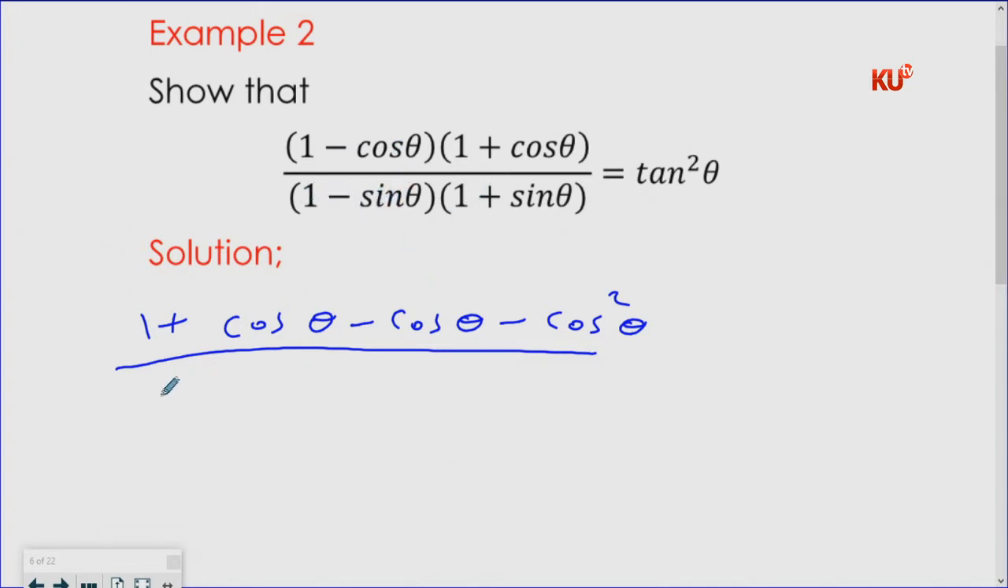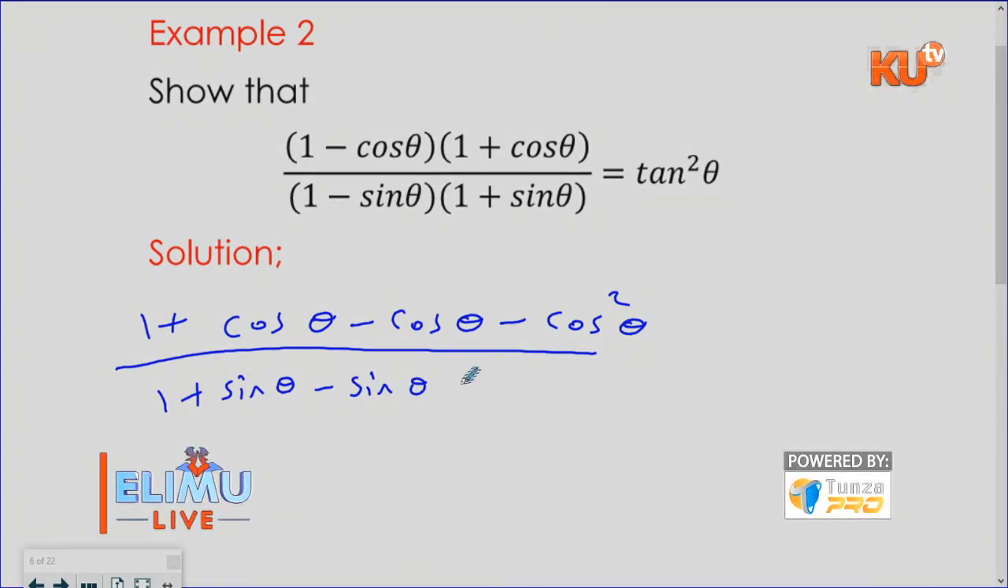1 times 1, you get 1. 1 times sine theta, you get positive sine theta. Negative sine theta times 1, you get negative sine theta. Negative sine theta times positive sine theta. You did this in Form 1, integers. So negative being multiplied by positive, you get negative sine squared theta.